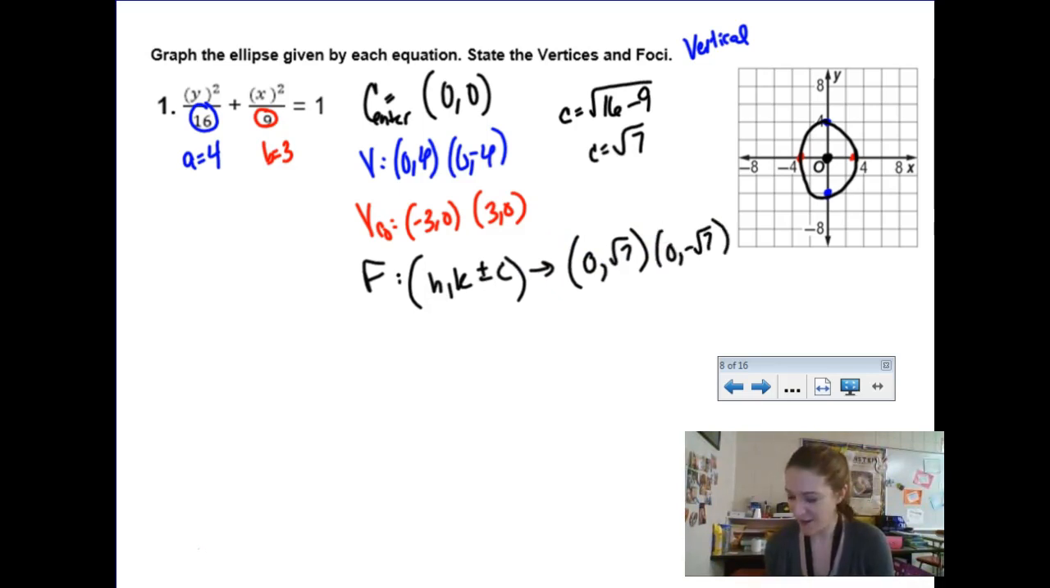Yeah, gross. Alright, so square root of 7 is between 2 and 3 somewhere, which makes sense for where I'm looking. So they're somewhere roughly there. If you wanted a more accurate description, you probably want to type that in your calculator and get a decimal, but let's be honest, my graph is really ugly, so it doesn't matter. And they did want me to state the vertices and the foci, and we graphed it, so looks like we're good.